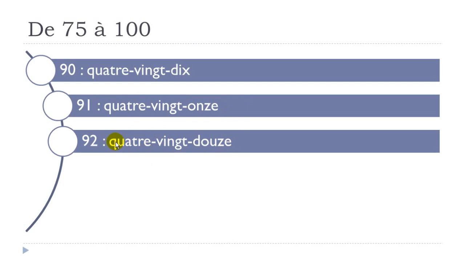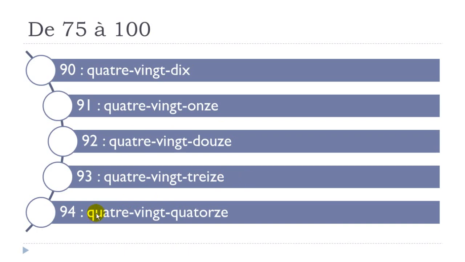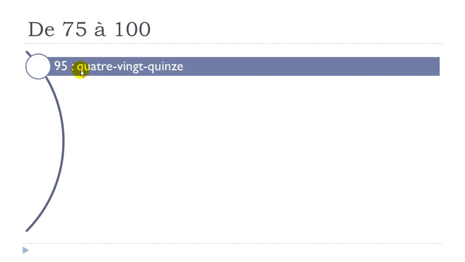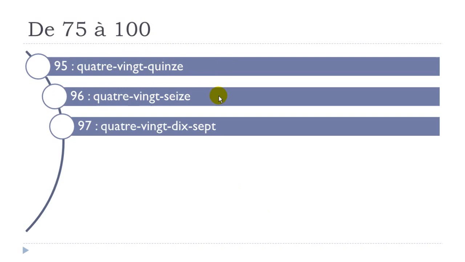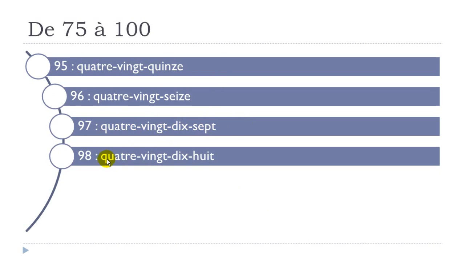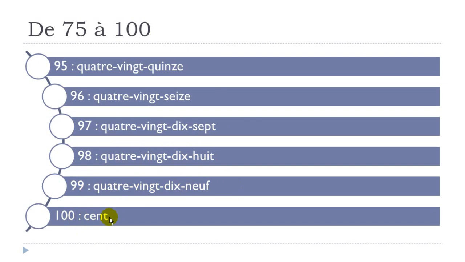92, 93, 94, 95, 96, 97, 98, 99. And the last one, 100. Remember, final T not pronounced. 100.